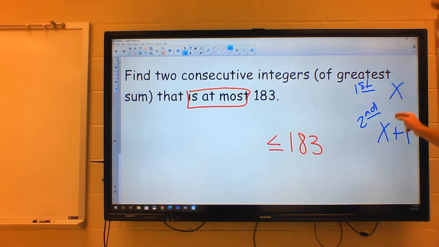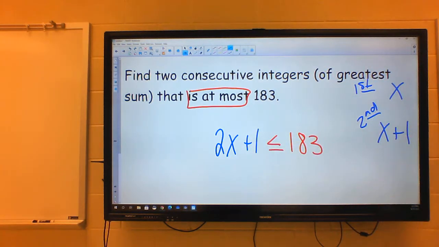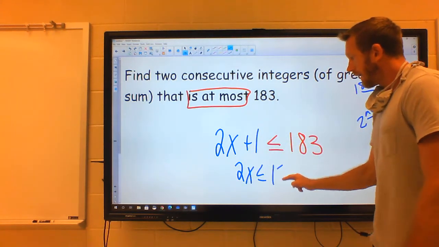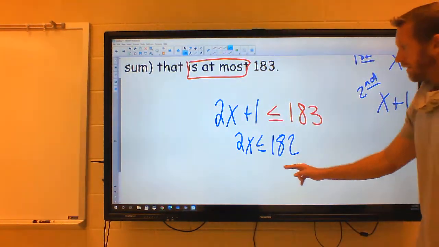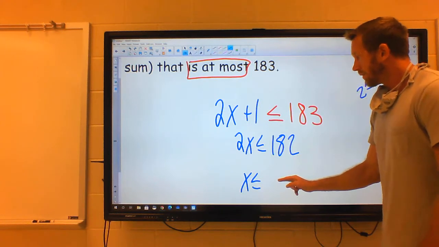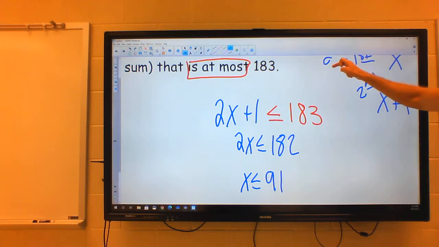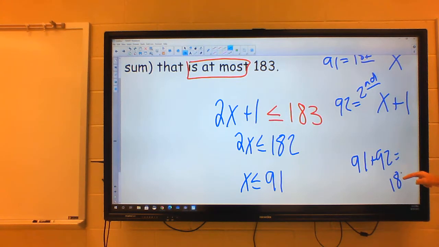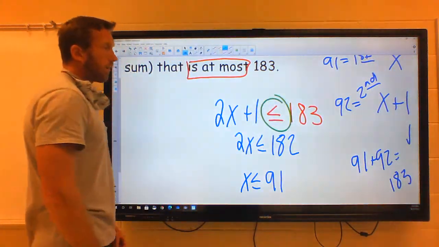Okay? So when we add those together, that's 2 x's plus 1 constant, which needs to be less than or equal to 183. Solve this out. 2x is less than or equal to 182. I just subtracted by 1. Now I'm going to divide by 2. x is less than or equal to 91. So that means the first number is 91, second number is 92. And let's check that. 91 plus 92 equals 183. That works.